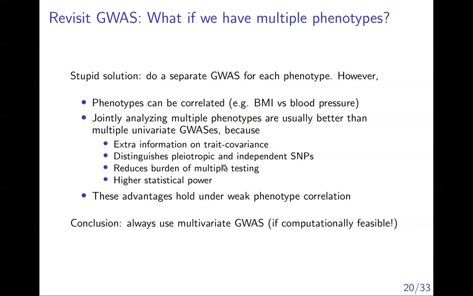It reduces multiple testing burden, and in fact, multivariate GWAS has higher power than univariate ones. And what is surprising is that these advantages are true even if there is very weak correlation among the phenotypes, or even if one of the phenotypes is simulated, completely unrelated to your genotypes; these advantages still hold. So these reviews almost always conclude by saying you should just do multivariate GWAS as long as it is computationally feasible, right? And of course, this is one of the problems. In a lot of cases, it's not feasible. So one of our main goals of this project is to have a very fast software for multivariate GWAS.